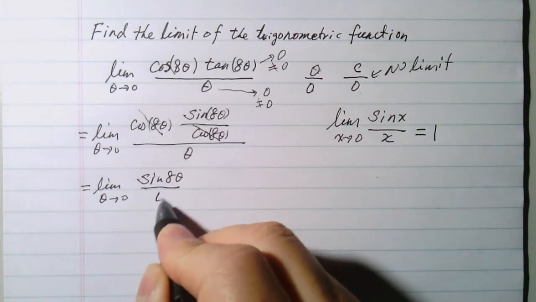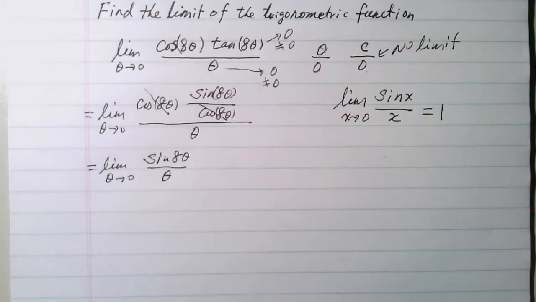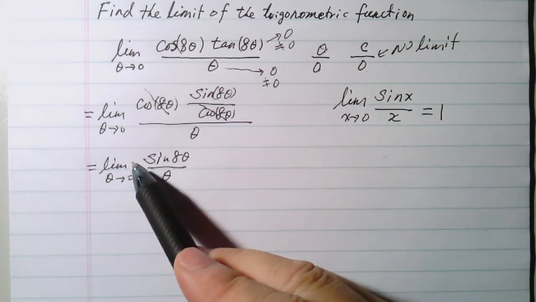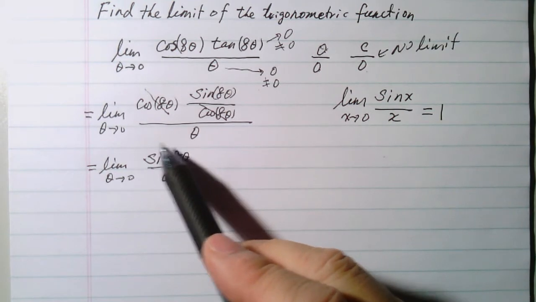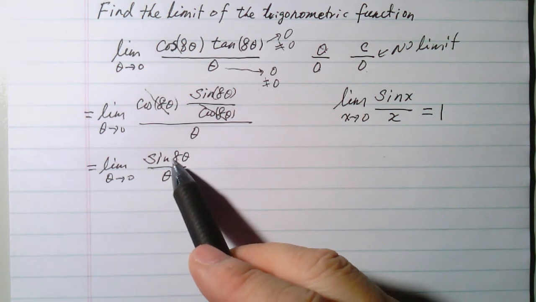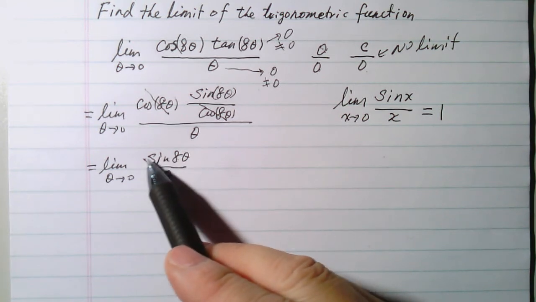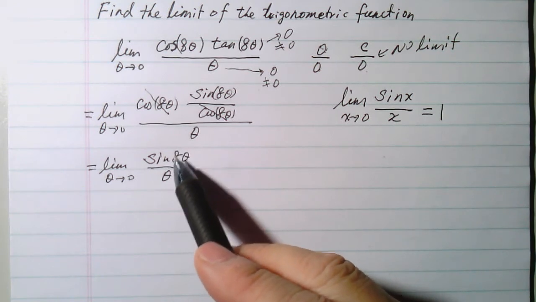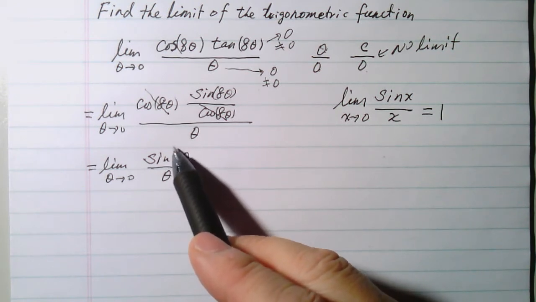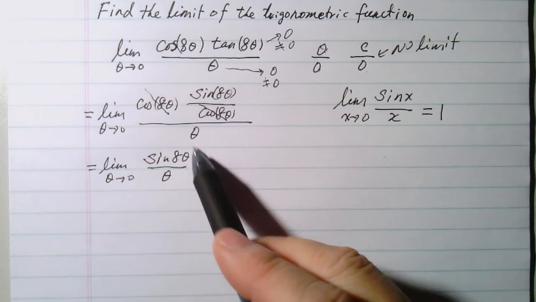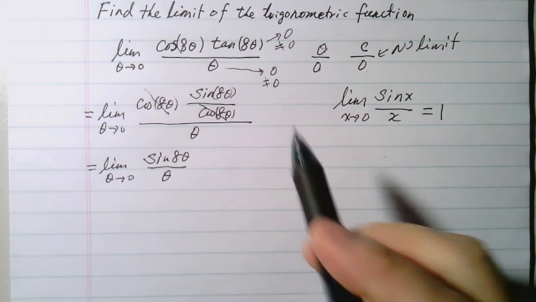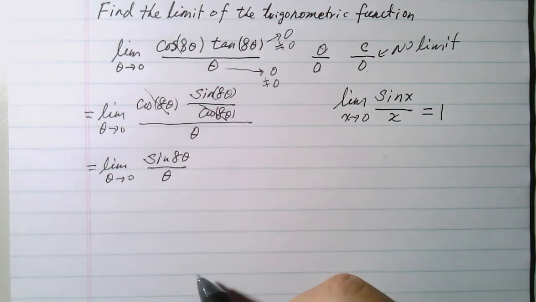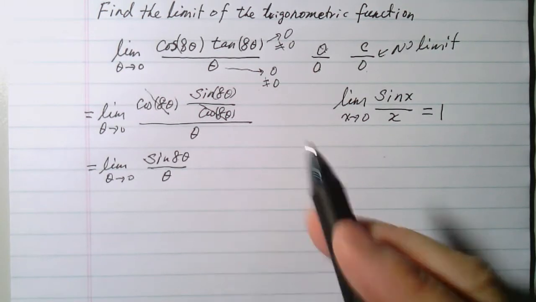divided by theta. Remember this: you cannot factor out the 8. Don't try to factor out the 8, or any constant, from a trig function's argument. Don't try to factor any coefficient out of the trig function's argument. It doesn't matter whether it's sine, cosine, or whatever the function is, you cannot factor the coefficient out of the argument.